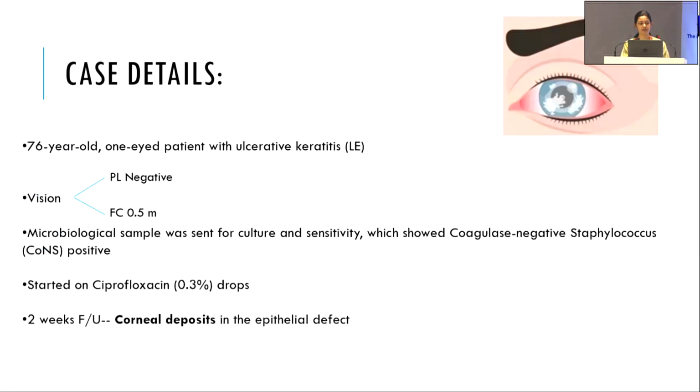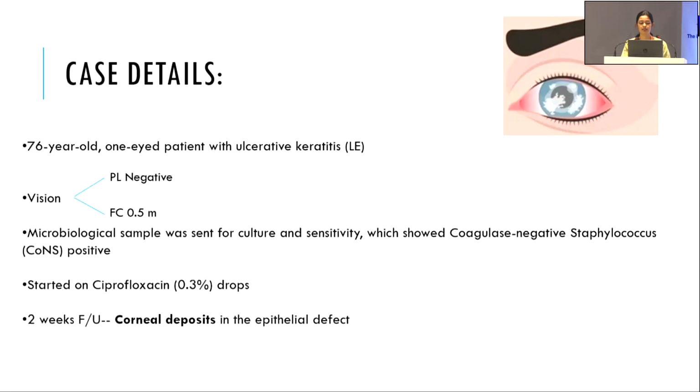The case that I am presenting is of a 76-year-old one-eyed patient with ulcerative keratitis in the left eye. The patient was PL negative in the right eye and had finger counting at half-meter vision in the left eye. When microbiological corneal sampling with culture and sensitivity was sent, it showed coagulase negative Staph aureus positivity, and the patient was started on ciprofloxacin 0.3% eye drops.